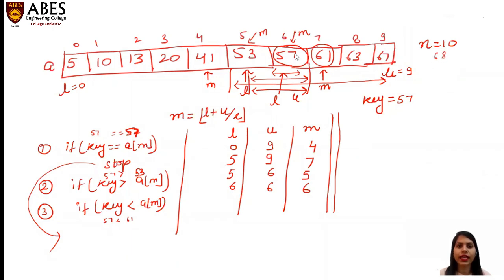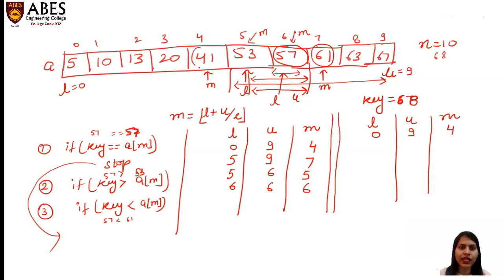So to find 68 in this array, we will take the same example again. First, we will find lower, upper, and middle. Now the key value is 68. We are searching in this array though it is not present, so we will see what the condition is when the element is not present. First the lower value is 0, the upper value is 9, and the middle value is 4.